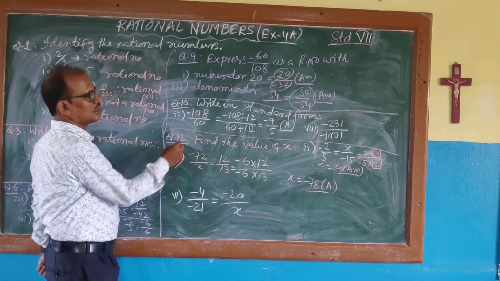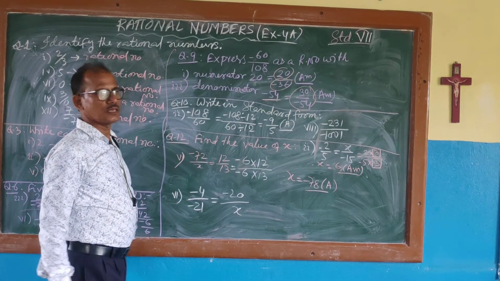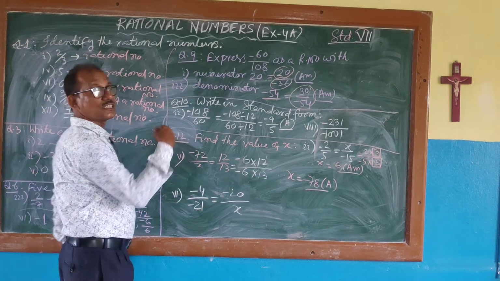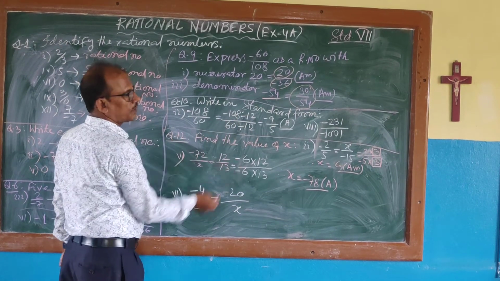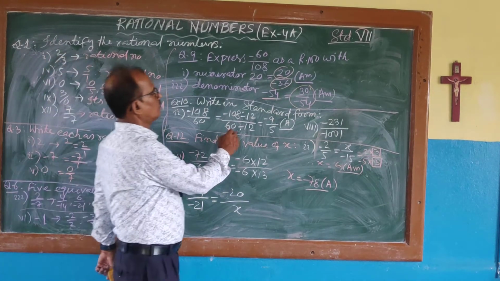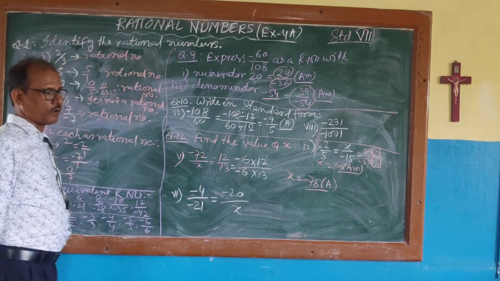See, 60 can be written as 12 into 5, and 108 can be written as 12 into 9. So the HCF is 12. So I divide 108 by 12 and 60 by 12, dividing both numerator and denominator by the HCF. So what does it become? Minus 9 by 5. So minus 9 by 5 will be the standard form.